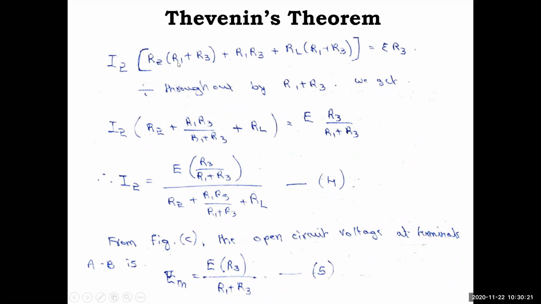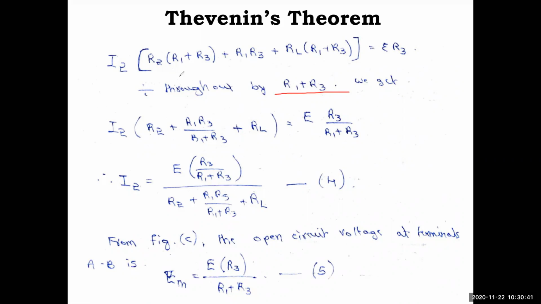So I2, so that's what I have taken the common things here. R2 R1 plus R3 plus R1 R3 plus RL R1 plus R3. Okay, so R2 I have taken. Okay, sorry, R3 I told, R2 I have taken, R1 plus R3. Like that I have taken ER3. So now throughout the equation I will divide by R1 plus R3.